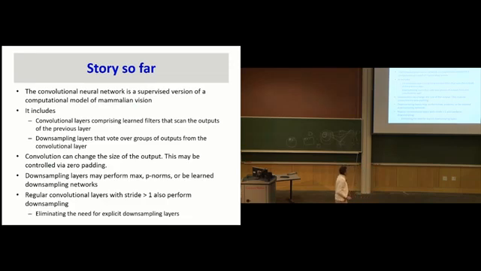So the story so far: the convolutional neural network is a supervised version of a computational model of mammalian vision. It includes computational layers comprising learned filters that scan the outputs of the previous layer, and downsampling layers that vote over groups of outputs from the conv layer. The convolution can change the size of the output, which you can control via zero padding. Downsampling layers may perform max, p-norms, or be learned downsampling networks. Regular convolutional layers with stride greater than 1 also perform downsampling. Questions? I'm still not clear why the last bullet, regular convolution with stride larger than 1, also performs downsampling.